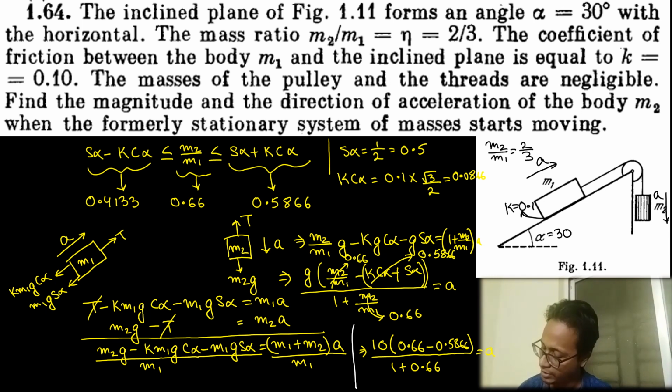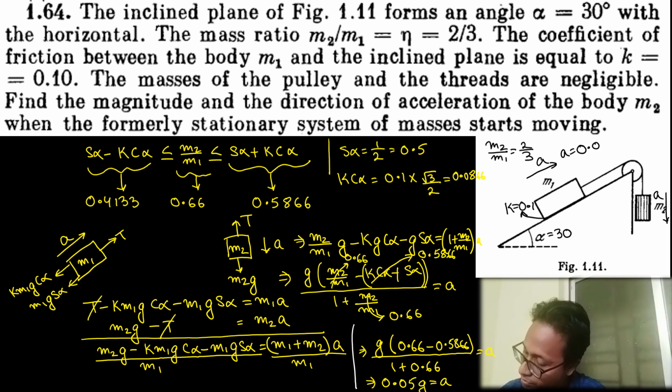Okay, and instead of taking g as 10, let's take g as 9.81. Why? Because anyway you have to use a calculator for solving this Irodov problem. For the acceleration, the answer is given in terms of g, so you can directly take g out here. The answer comes out to be 0.05 into g. So the value of acceleration would be 0.05 into acceleration due to gravity.